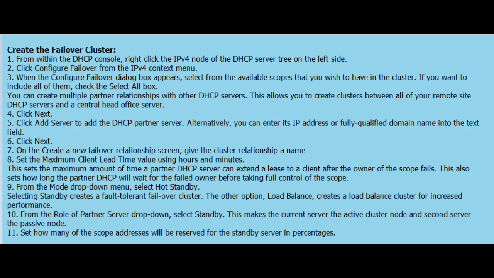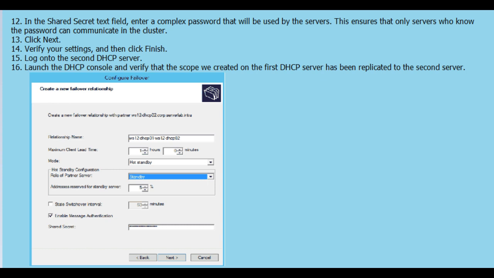11. Set how many of the scope addresses will be reserved for the standby server in percentages. 12. In the Shared Secret text field, enter a complex password that will be used by the servers. This ensures that only servers who know the password can communicate in the cluster. 13. Click Next. 14. Verify your settings and then click Finish.